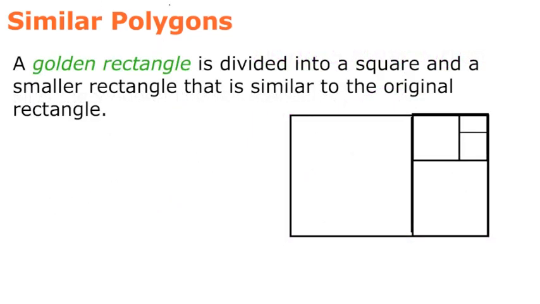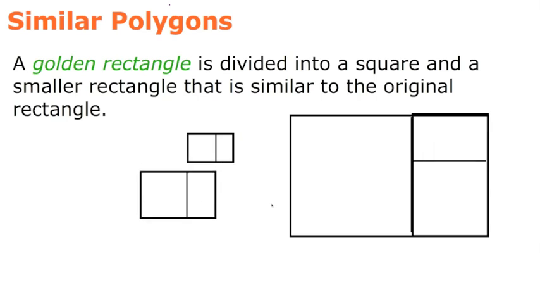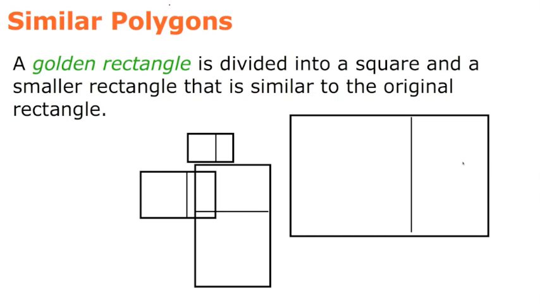A golden rectangle is divided into a square and a smaller rectangle that is similar to the original rectangle. Here, I have a pretty classic diagram or picture of golden rectangles, and what I'm going to do here is pull them apart. Rotate this one around. We will see that they are all similar and nested inside one another.